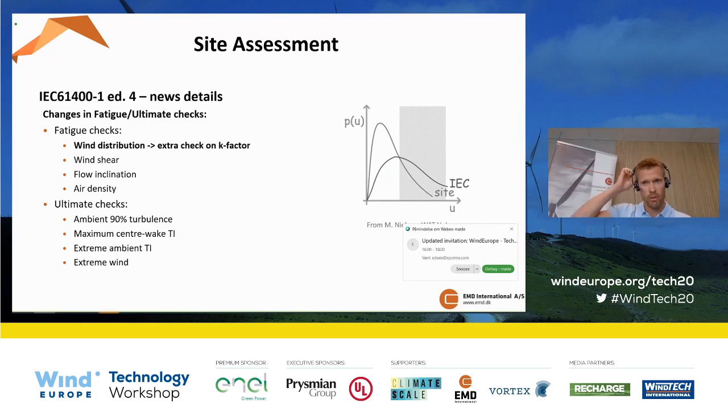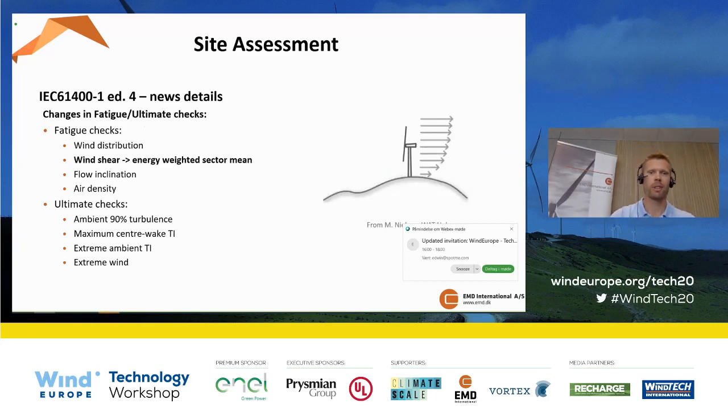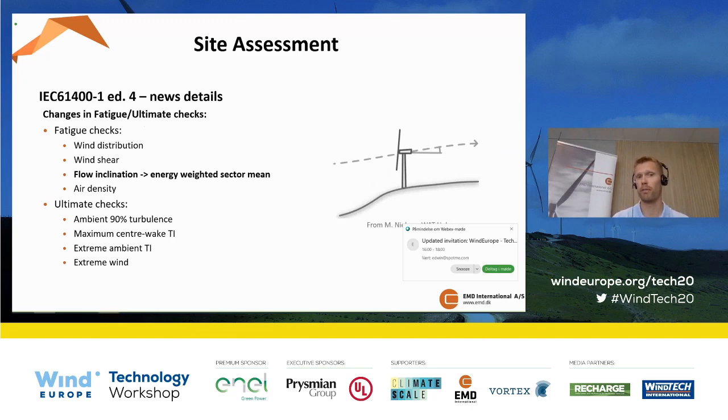The illustration here on the right is just an illustration of the general wind distribution check, which I've borrowed from a close partner of ours, Morten Nielsen. He's done some really nice illustrations, and I'll use them for the other checks as well. The wind shear has been changed to an energy-weighted sector mean, and the same is the case for the flow inclination.